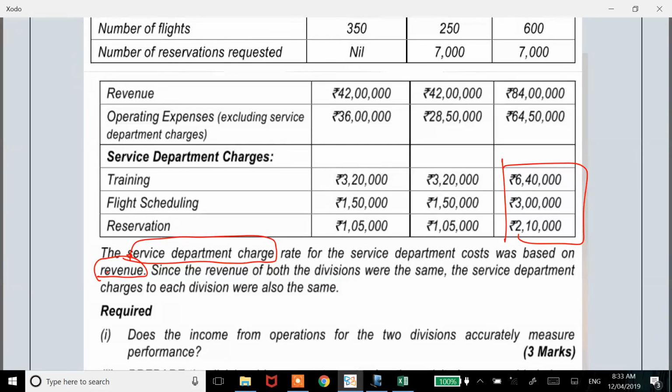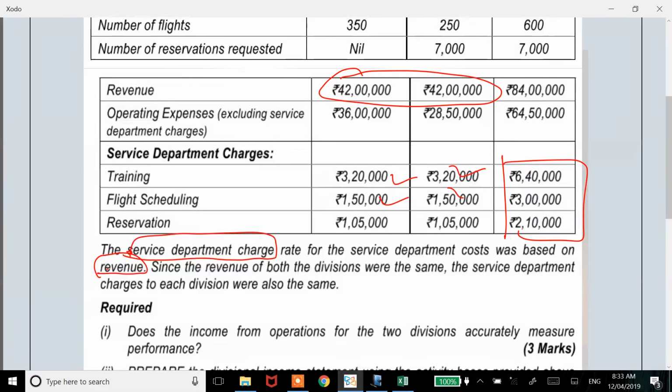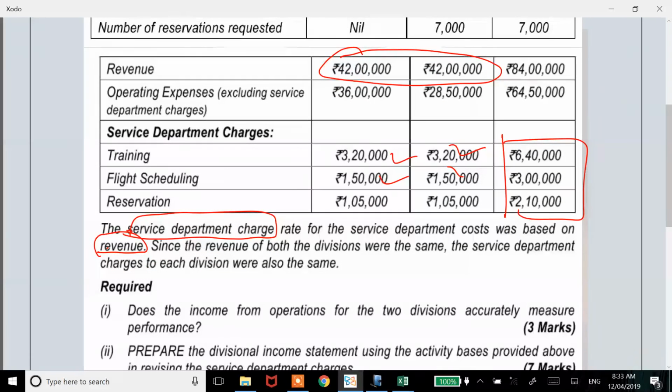You can have any suitable base, like we had machine hours and labor hours. Here the suitable basis is revenues. And what they used to do is based on revenues, they used to distribute the cost. The revenues of both the divisions are same. That is why you see all the cost being same under both the divisions. So the service department cost was based on revenue. Since the revenue of both the divisions are same, the charges to both the divisions turned out to be same.